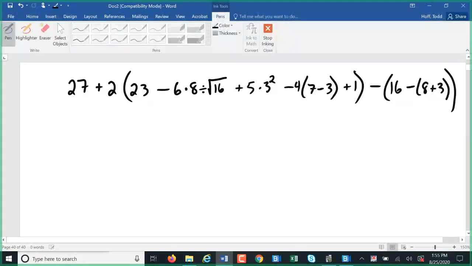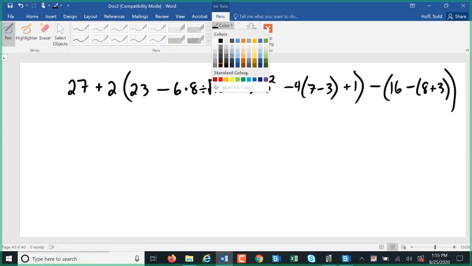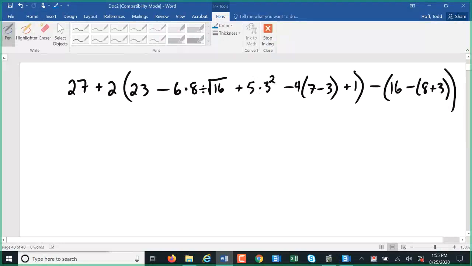Just a little bit more complicated. This one's not as terrible as it looks. We just have to make sure we go step by step. It's going to be a lot of writing. I'll admit to that. So we go through our levels of priority, our order of operations here.